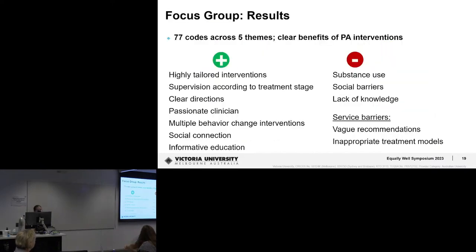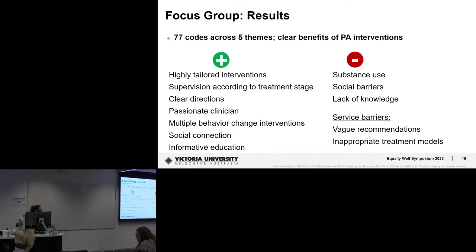So the results showed that young people clearly favored highly tailored interventions. They expressed needed supervision according to the treatment stage. Early on in the treatment, they favored supervised physical activity. Later on, they felt that they didn't need that anymore. They favored clear directions when it comes to physical activity, and interventions that are led by passionate clinicians who are motivated about physical activity.